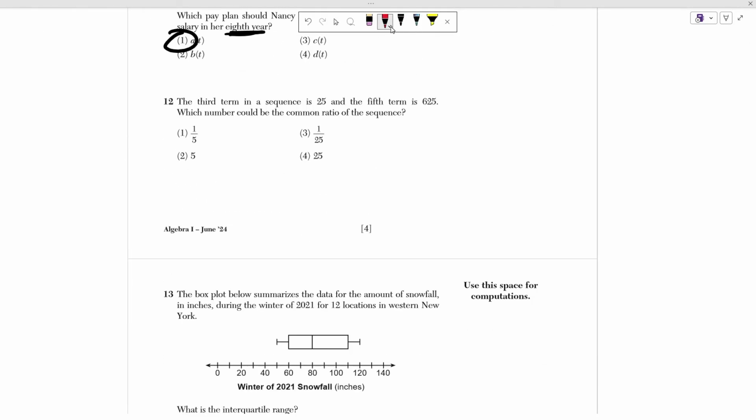The third term in a sequence is 25, and the fifth term is 625. Which number could be the common ratio of the sequence? So whenever we're dealing with common ratios in sequences, we're finding out the number that we need to multiply the last term by to get to the next term.